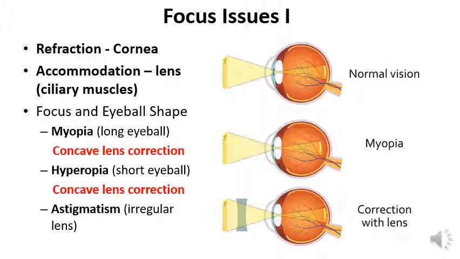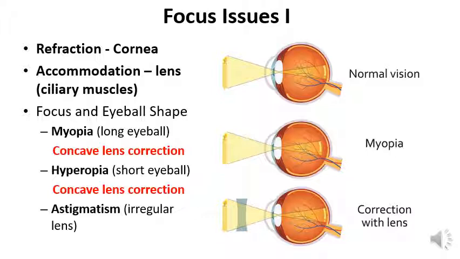So, normal vision, perfect focus on the retina. Myopia or nearsightedness, focusing the image in front of the retina. Correction with a concave lens that spreads the light rays and moves the focal point back a little bit. So now the focal point is exactly on the retina itself.